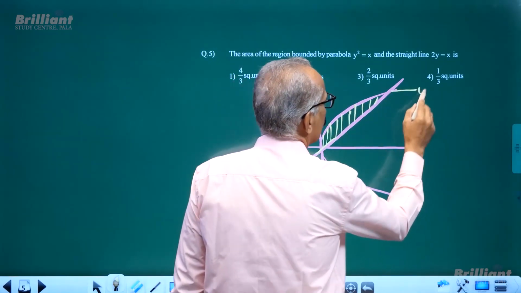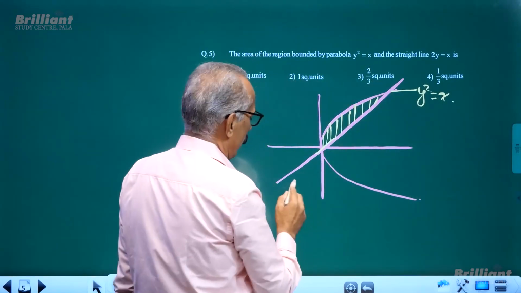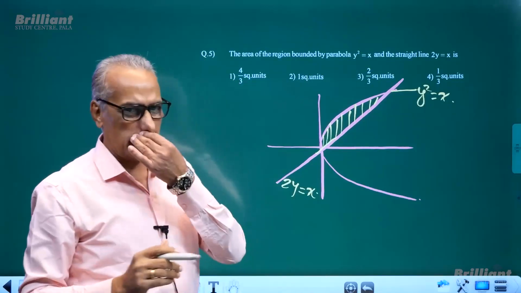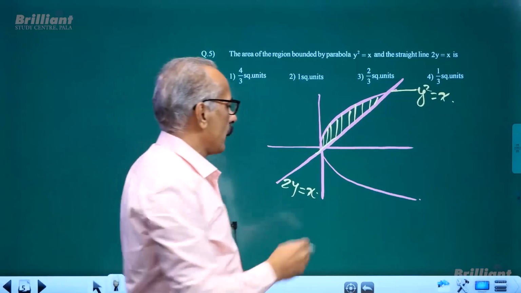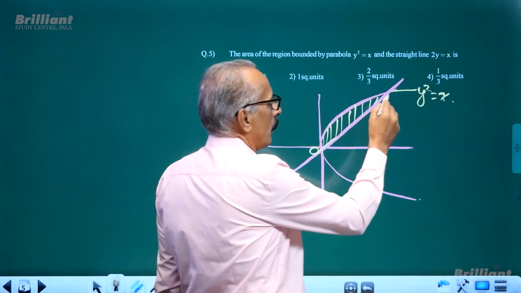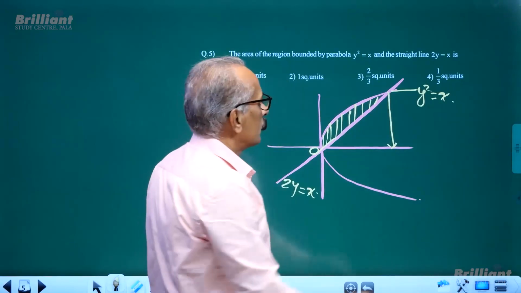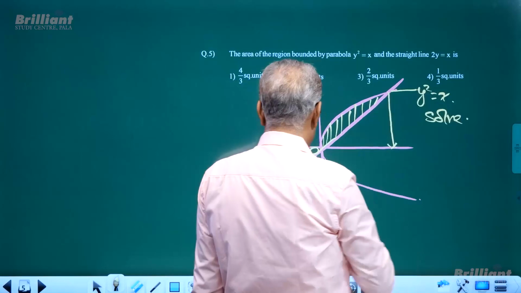This is y squared equal to x and this is 2y equal to x. Whenever two curves are intersecting, draw a perpendicular from the point of intersection to the x-axis. Already this is the origin, and from this point we drop a perpendicular. So how do we get this point? We have to solve.